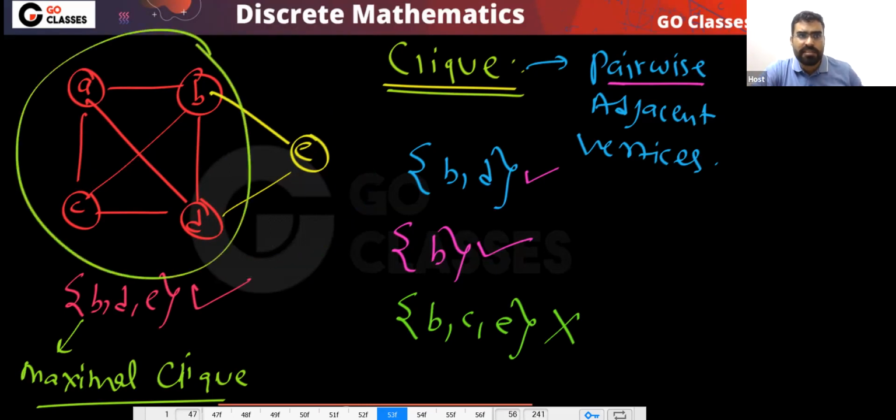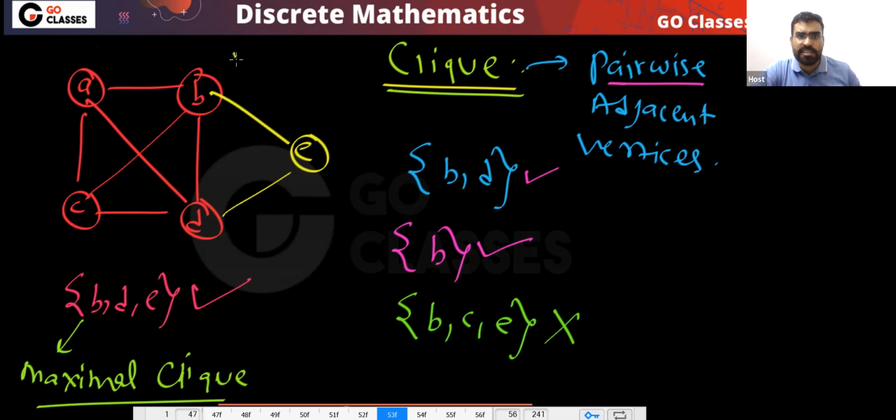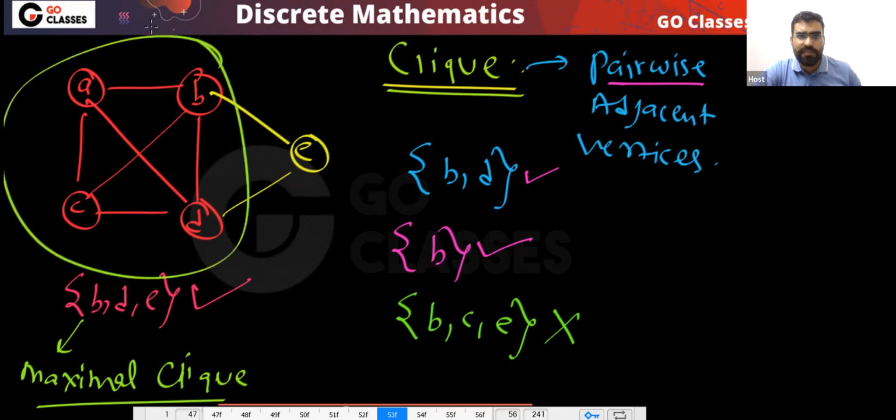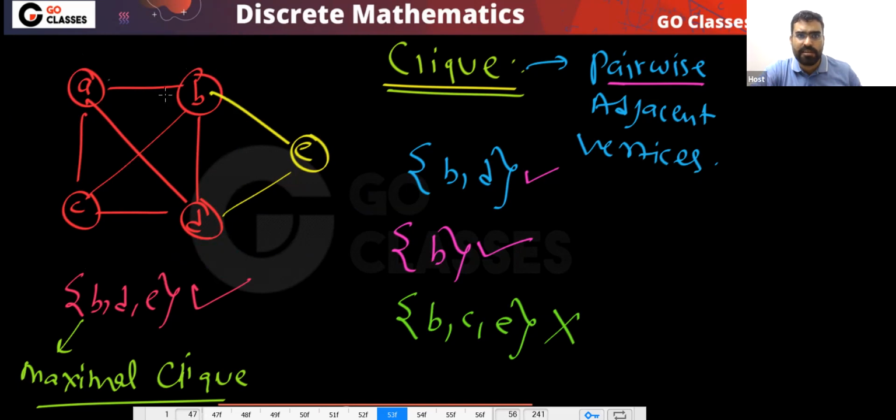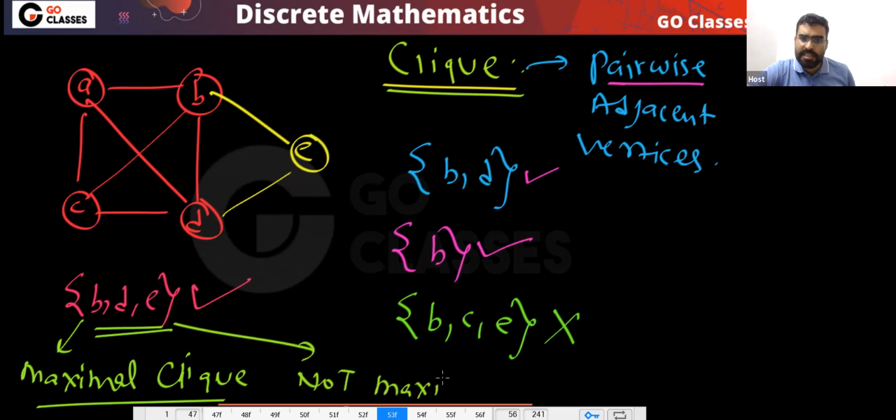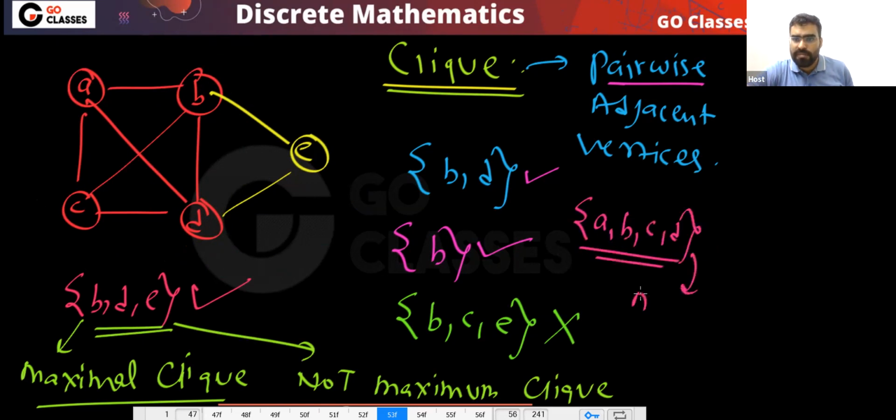Is this a clique? Yes, you can notice that this is a complete subgraph. Clique means complete subgraph. Every two are adjacent to each other, pairwise adjacent. So this is a clique, but it is maximal, not maximum. What is the maximum clique? I can say A, B, C, D. This is the maximum clique. You cannot create anything more than this.